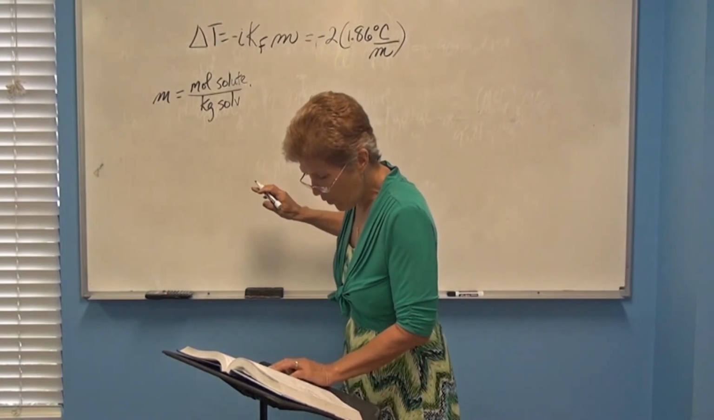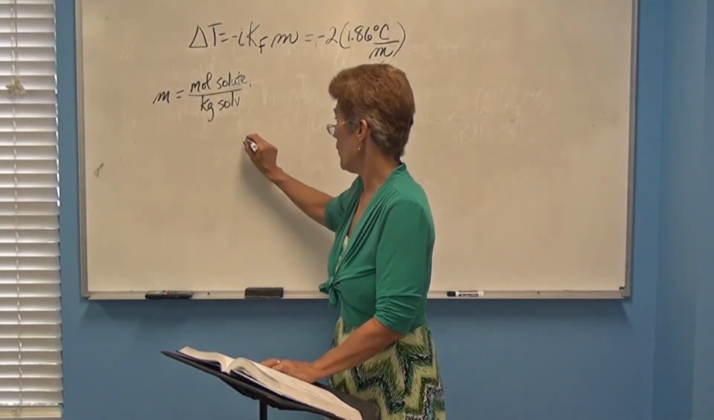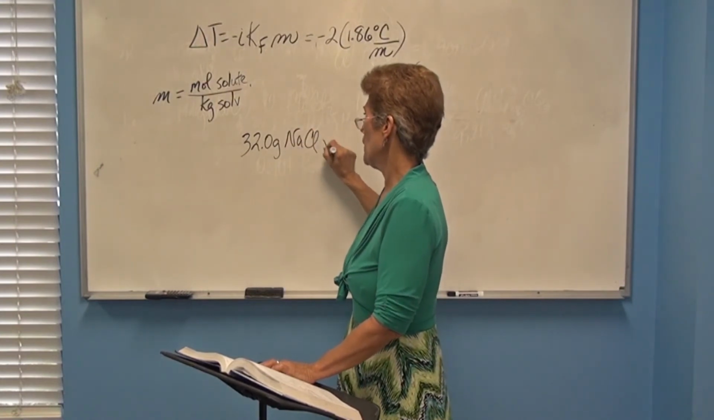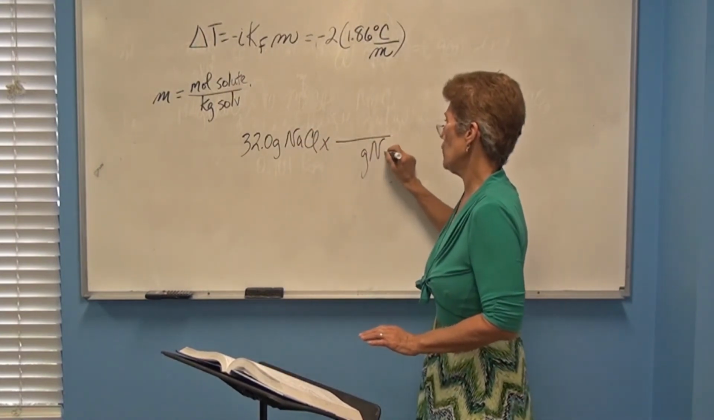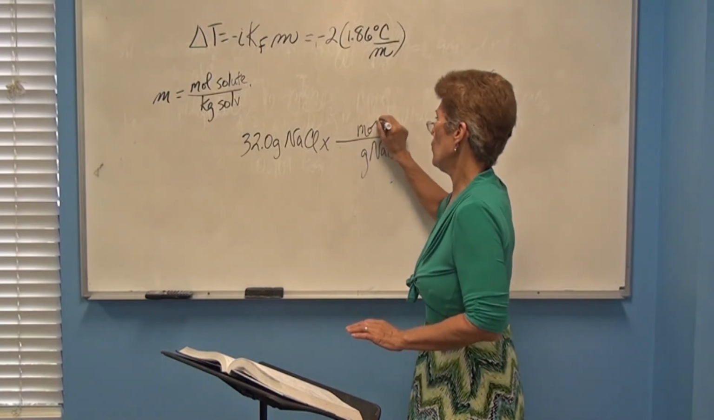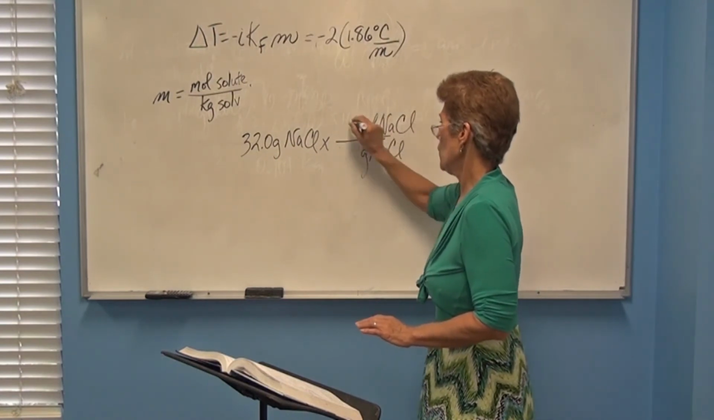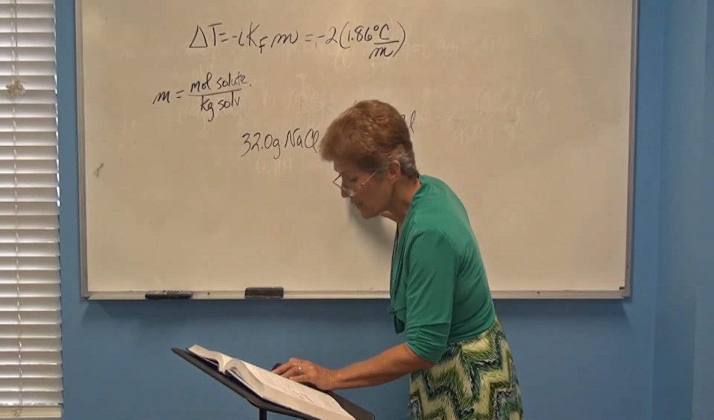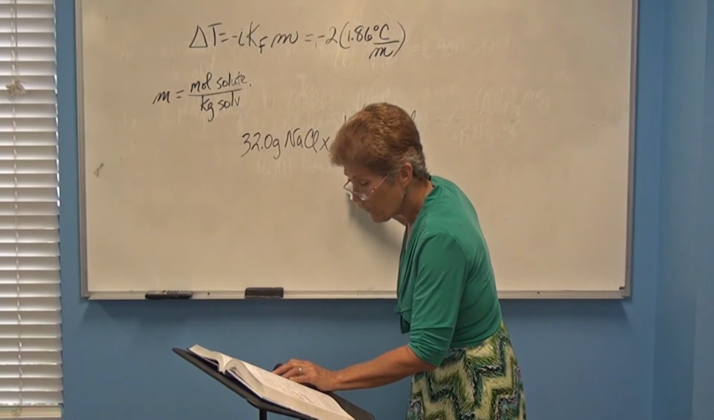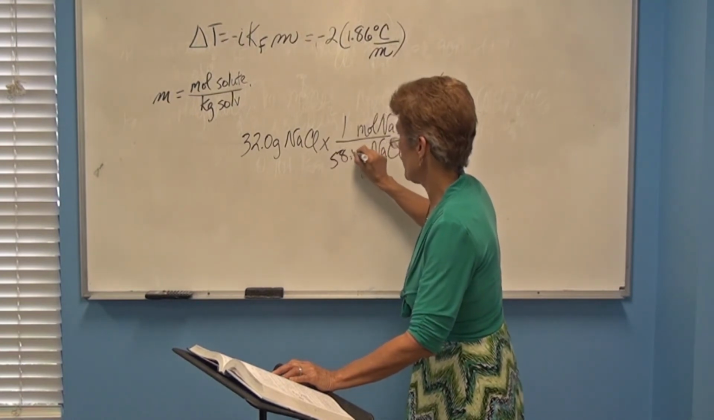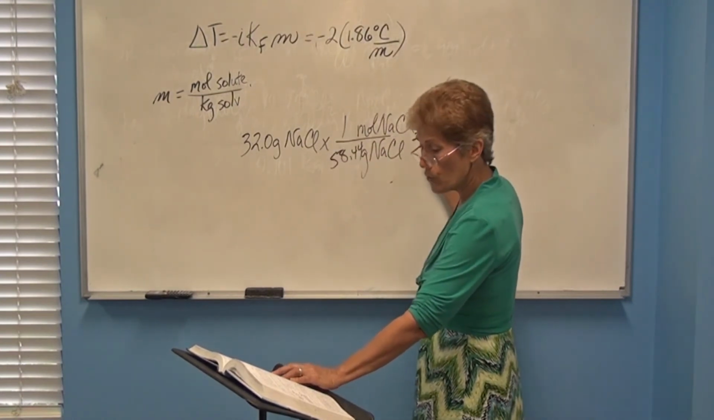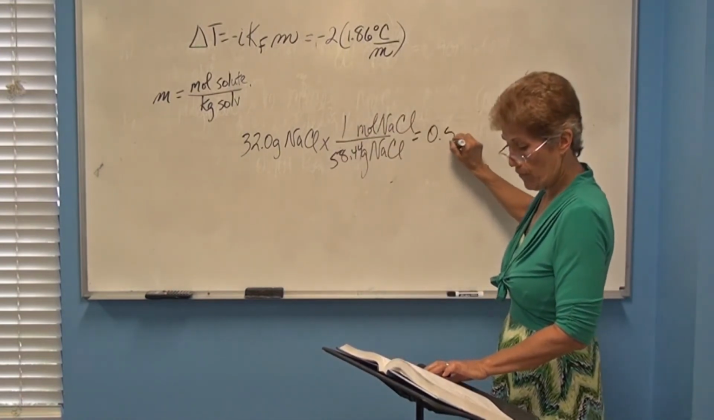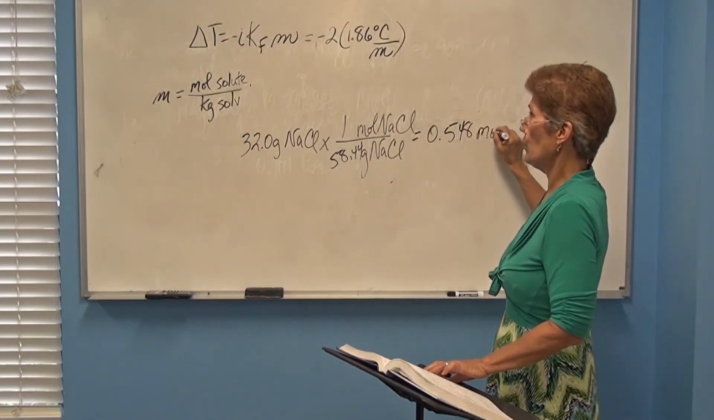Now how do we find that? Well, we are given the grams. We are given 32.0 grams of sodium chloride. So we go times one mole of sodium chloride over the grams of sodium chloride. You add those up, and it's going to be 58.44, which is going to give you, in three significant figures, 0.548 moles of sodium chloride.